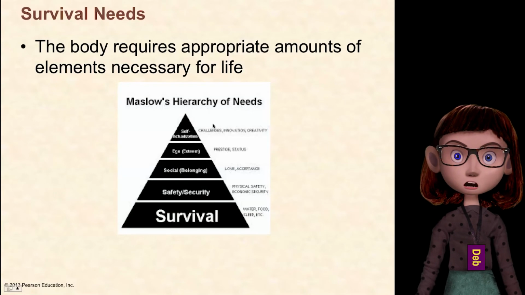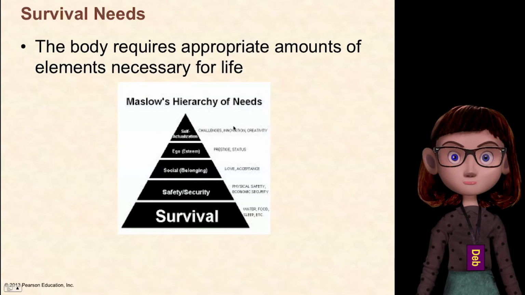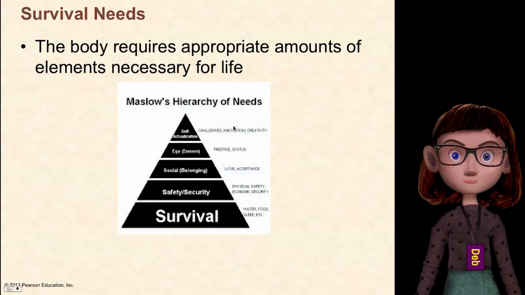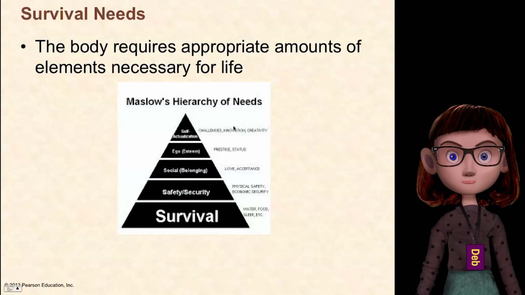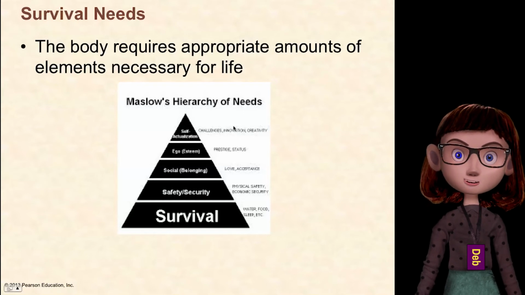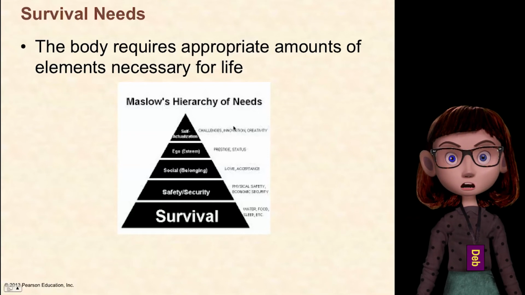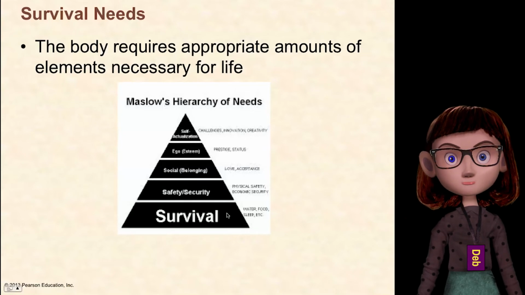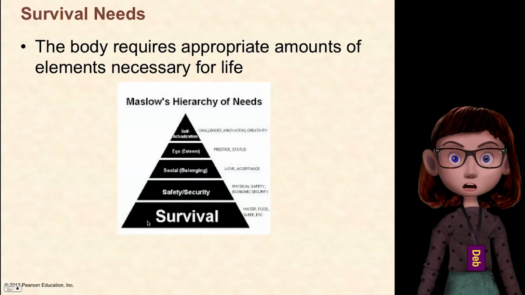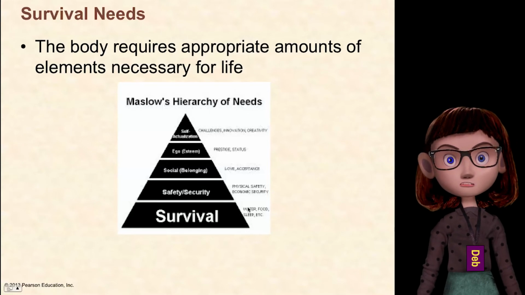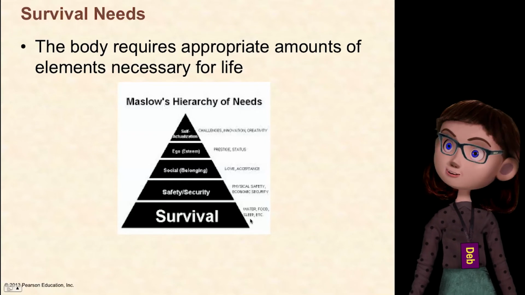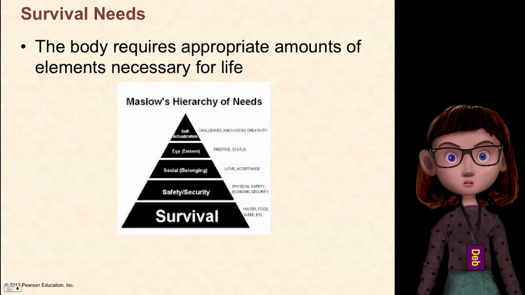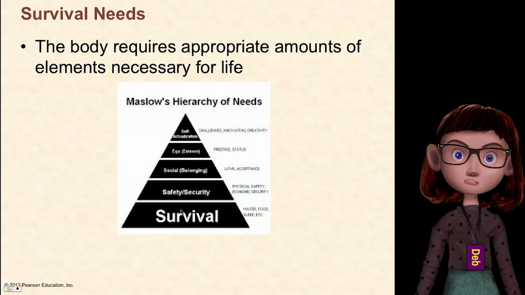I found this little Maslow's hierarchy of needs, because when we talk about the study of human anatomy and physiology, or the study of the human body, we have a certain need to survive. The body requires appropriate amounts of elements necessary for life, and that would be right at the base of this pyramid. And I don't know if any of you have actually studied Maslow's hierarchy of needs, but until we get our survival needs met, and you can see it really well, but it says water, food, sleep, etc. It would also include elimination of wastes, etc. You'll see these lists in a minute.